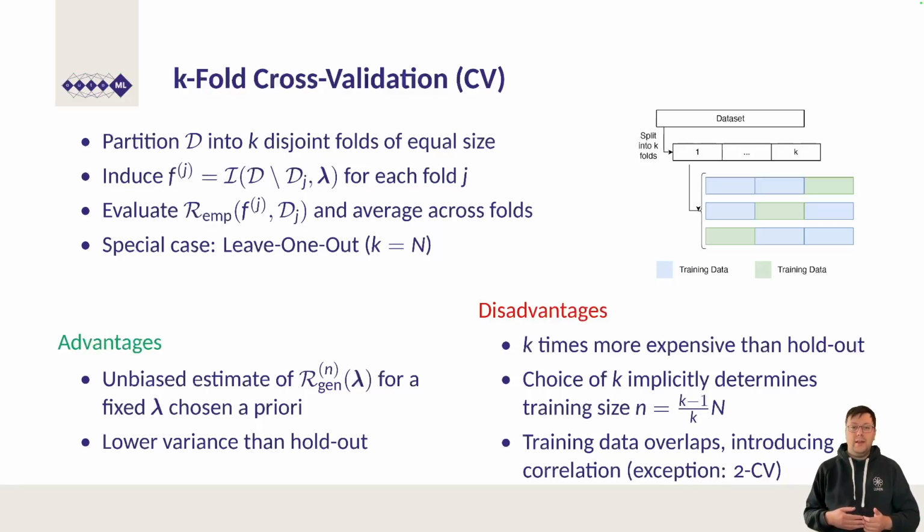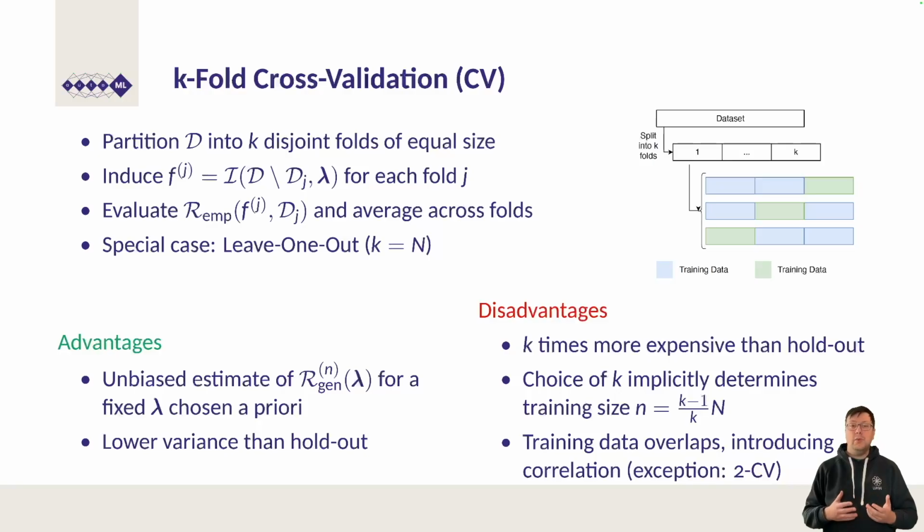The key property is that every data point appears in the test set exactly once and in the training set exactly k-1 times. No data is wasted, and the averaging over k folds substantially reduces variance compared to a single holdout split. A special case worth mentioning is leave-one-out cross-validation, where k equals n. Each fold then contains exactly one data point.